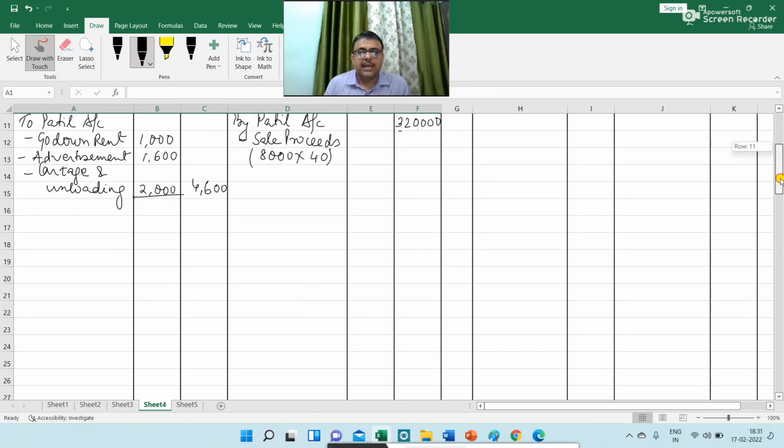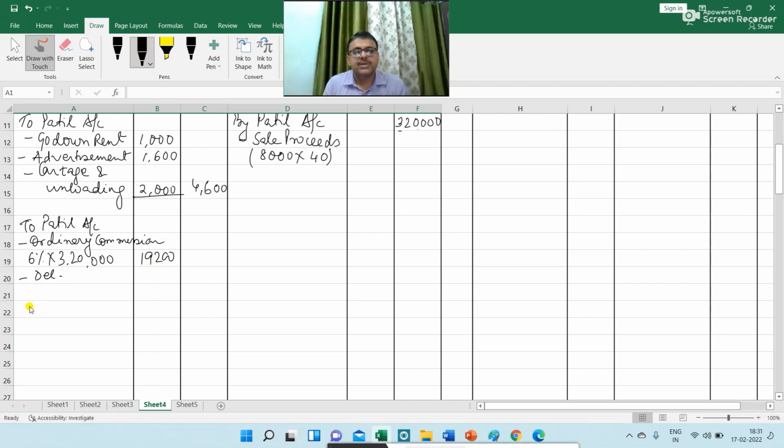and then I am writing in consignment account to Patil account, this is ordinary commission. So this is 6% of rupees, or you can write here ordinary commission, 6% of 3,20,000. So this is rupees 19,200. And del credere commission.